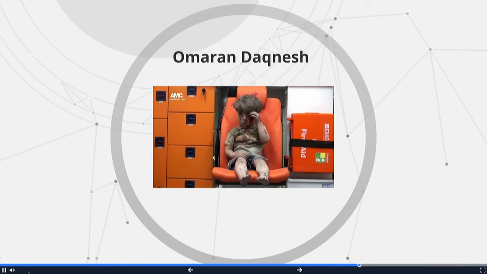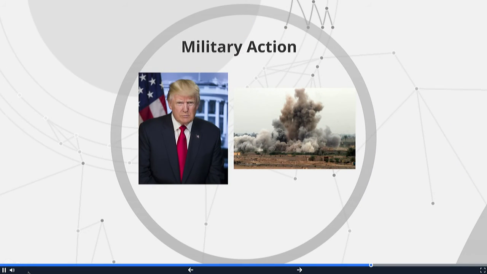In August 2016, the photos of Omran Daqneesh went viral. They captured the attention of the world and again showcased the impact of emotional and visual economy. On April 6, 2017, President Trump launched a military strike on a Syrian airbase, the first U.S. direct military action against Syria.